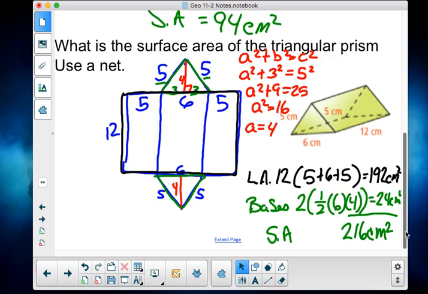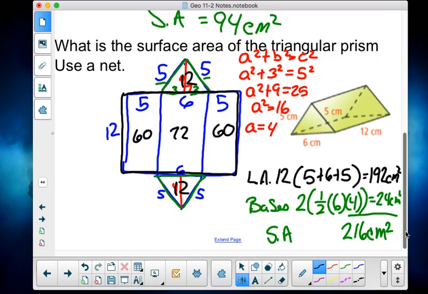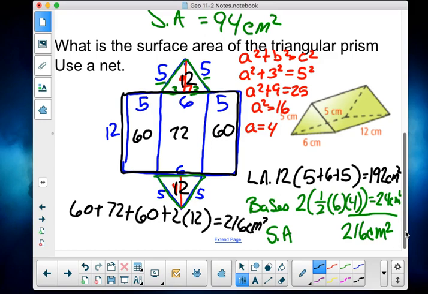Now, I've got some folks who did 60, then 72, then 60. We found that the two triangles, those are 12 apiece, and we added those up. So we went 60 plus 72 plus 60 plus 2 times 12, because those are my bases. Now, is that going to be the same answer? I go 60 plus 72 plus 60 plus 24. And it's, gosh, it's going to be 216. So that's 216 centimeters squared.